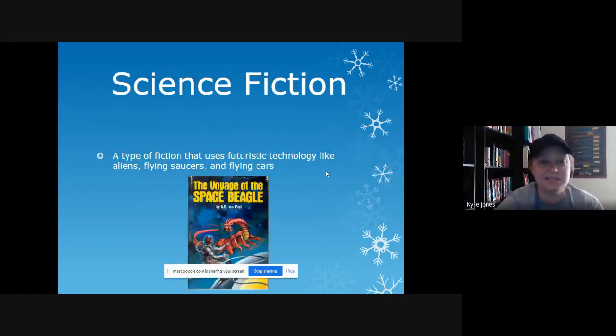Another example is science fiction. I personally like science fiction stuff. I think it's really cool. It's a type of fiction that uses futuristic technology like aliens, flying saucers, and flying cars. A good example of this is The Voyage of the Space Beagle. I'm trying to think of another good example. Not entirely sure. That's alright though. It definitely uses futuristic things within the stories, and it doesn't really make a ton of sense because it's futuristic.